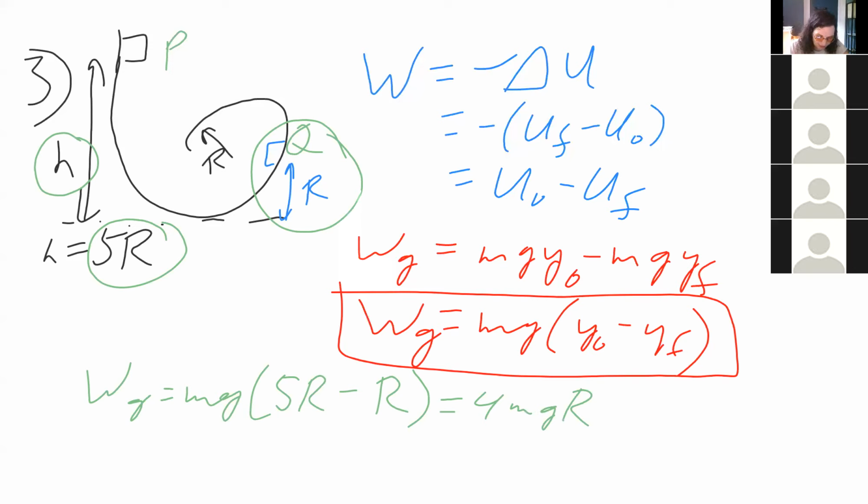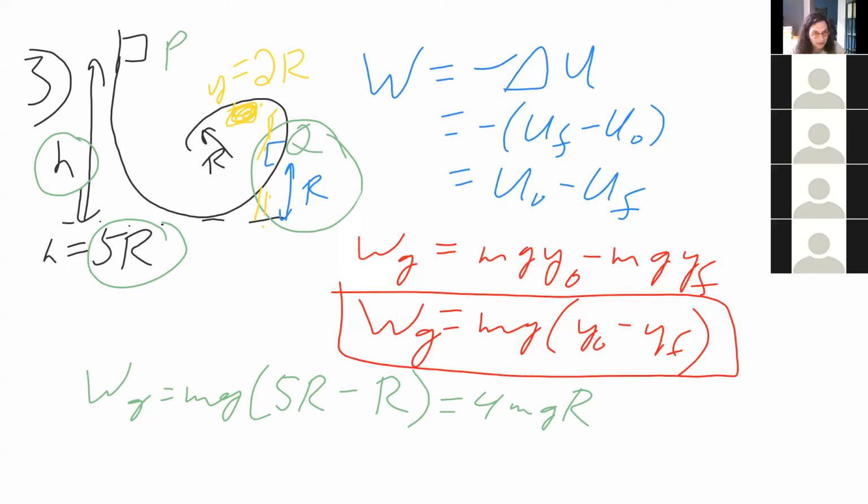Up at the top of the loop, this is the second problem. At the top of the loop up here, what is the height of the block off the ground? In other words, what is your y final going to be? Well, we know that our circle has a radius r. The ground is 1 circle length away. So the height here, I'll write y, would be equal to twice the radius, or the diameter of the circle.